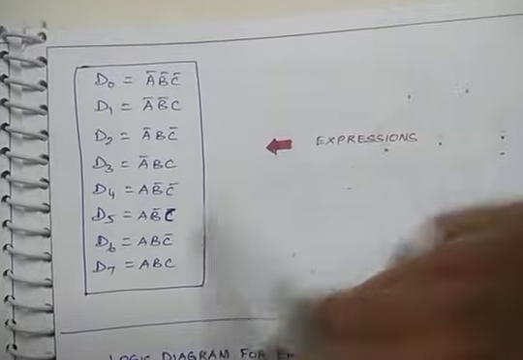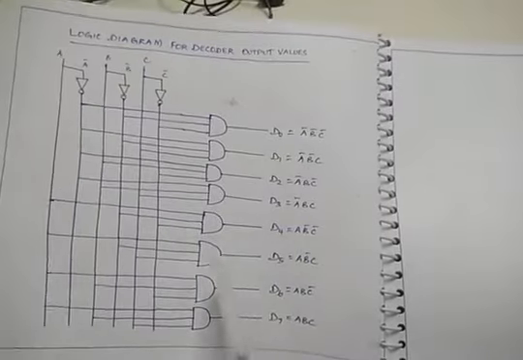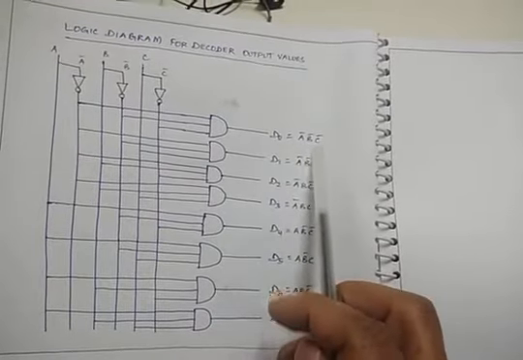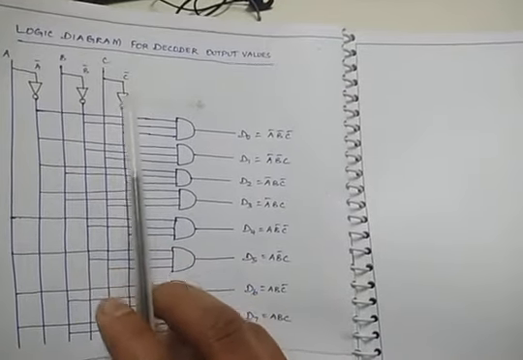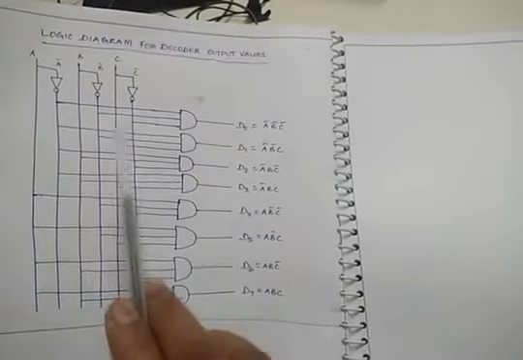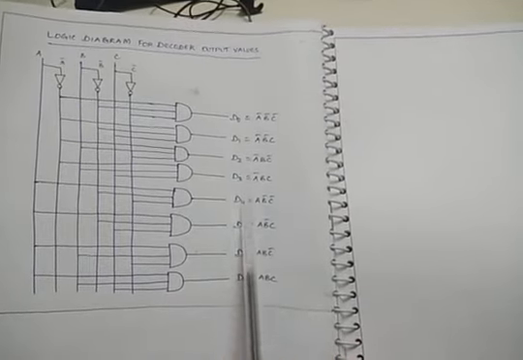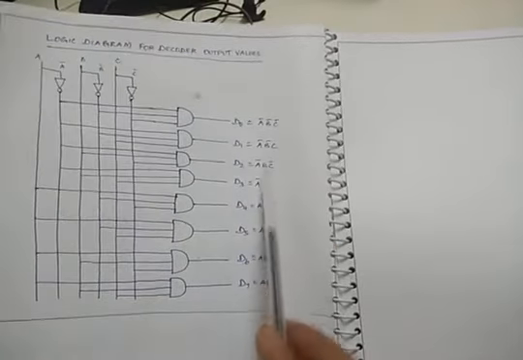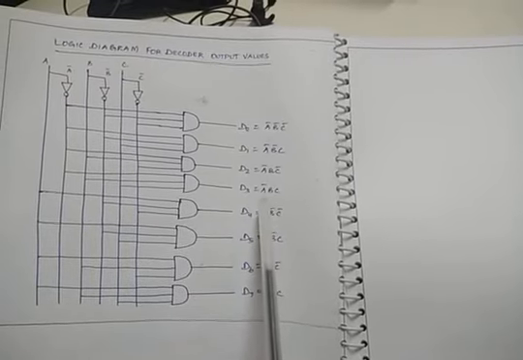From these values we can draw the logical diagram. We'll see how we are going to draw it. See, this is the logical diagram for the decoder. D0 means A bar, B bar, C bar. Here I have taken the A value, A bar value, B value, B bar value, C value, C bar value by using a NOT gate. According to that, I am giving them to the AND gates. So totally 8 AND gates I am using to get these 8 output values. Once you see it, you can understand this figure. So this is the logical diagram for the 3 cross 8 decoder.